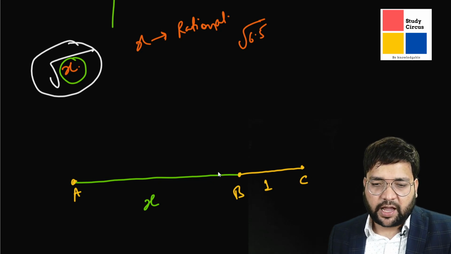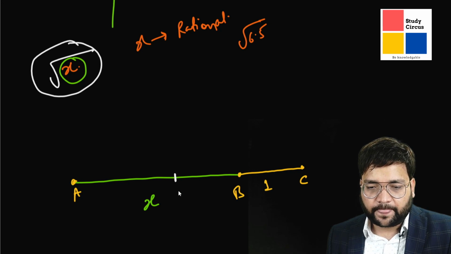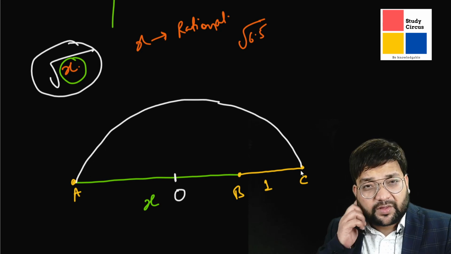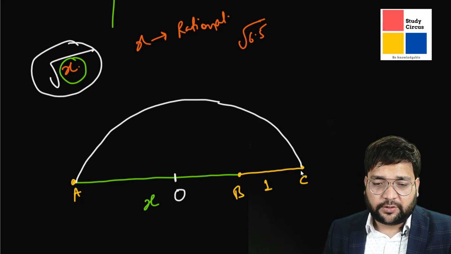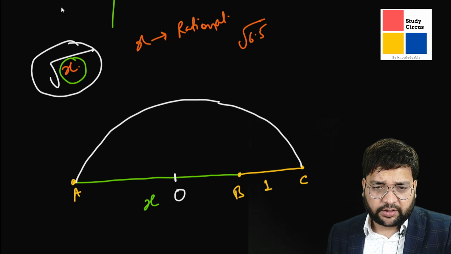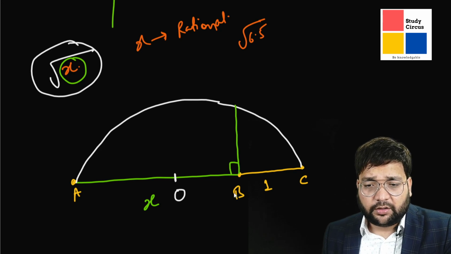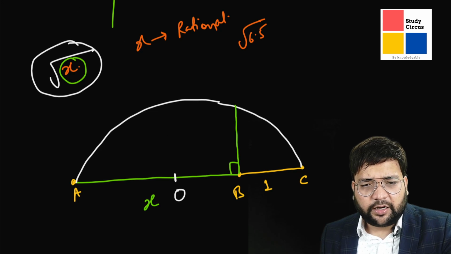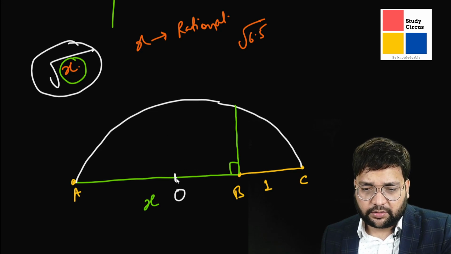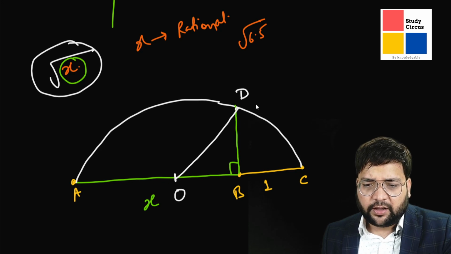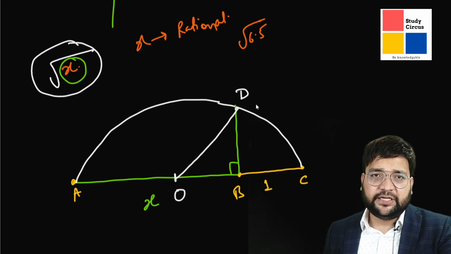Now, taking AC as the diameter, that means the midpoint of AC is O, you draw this semicircle. O is the midpoint of A and C. With AC as the diameter, we draw this circle, and then we draw a perpendicular at this point B. Let's name the point where it meets the circle D. We'll try to find the length of BD, that perpendicular.